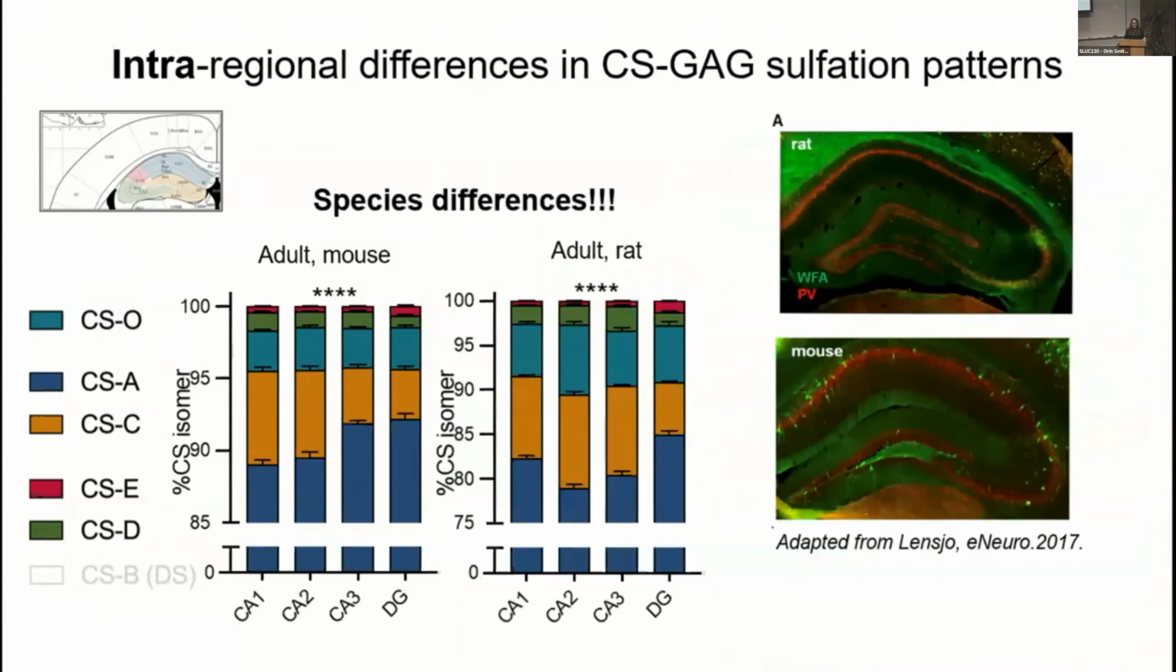I also want to bring attention to species differences, and I'm really glad this was brought up in a few additional talks because there are differences as you move across species. We did the same analysis in rat and found that although the CA2, CA3, and DG showed a very similar pattern as in mouse, there are differences in the CA1 plasticity between these species. However, when we stain for the PNNs and the CS GAGs with the lectin, we visually see that there are differences in their ability to form stable structures between mouse and rat. And so this finding is not surprising, but more confirmatory that there are differences between species.